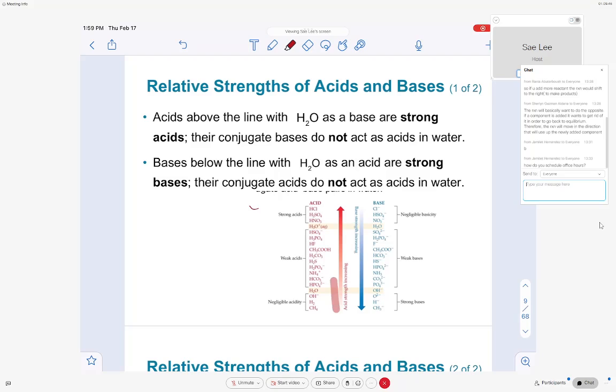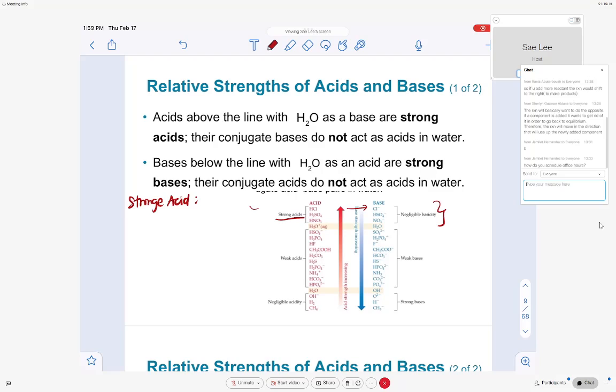This is acid strength increasing. The stronger acid would readily donate the proton, or it will love to give up the proton.